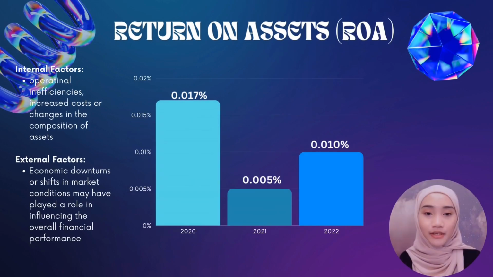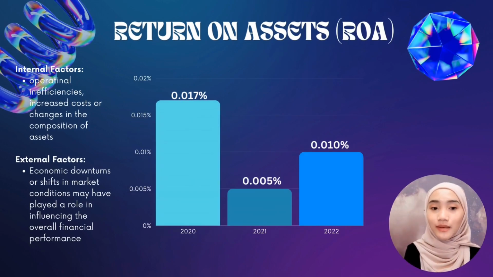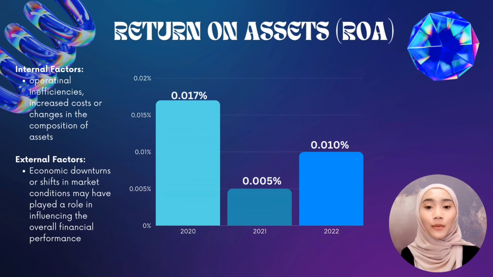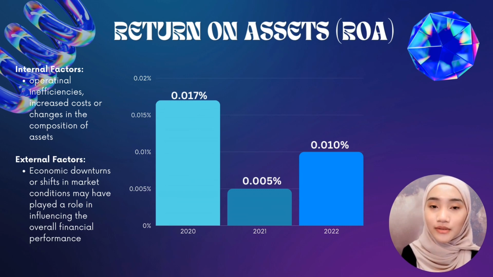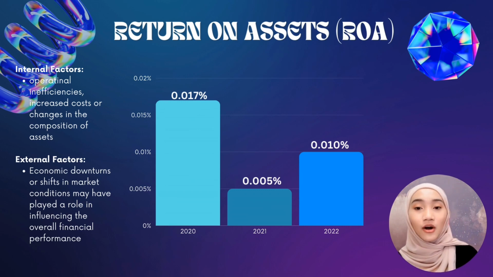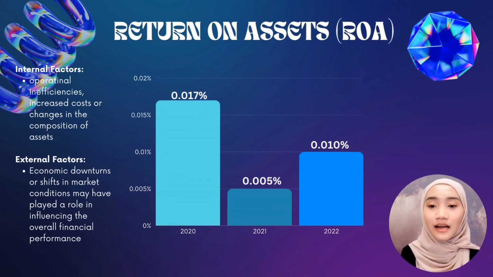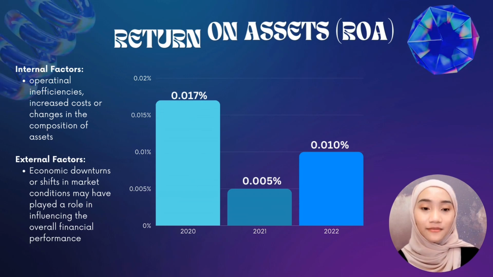For the graph of return on asset (ROA), in 2020, the ROA percentage stood at 0.017%, indicating a modest return on organization asset. However, a significant decline is evident in 2021, with the ROA dropping to 0.005%. This substantial decrease prompts a closer explanation of factors influencing the organization's profitability and asset utilization during this period. The decline in ROA from 2020 to 2021 may be attributed to various internal and external factors.